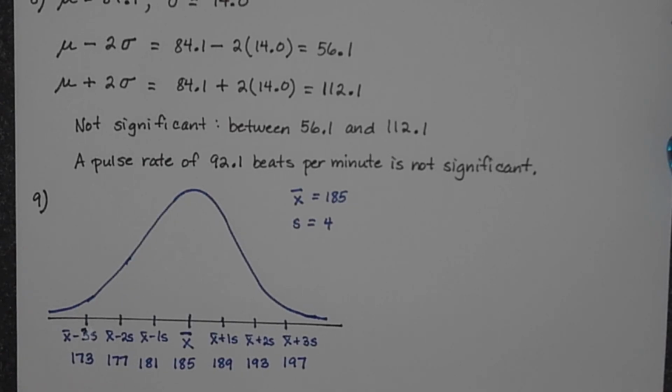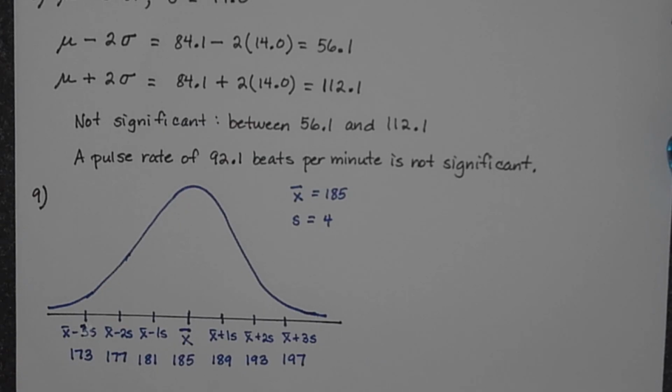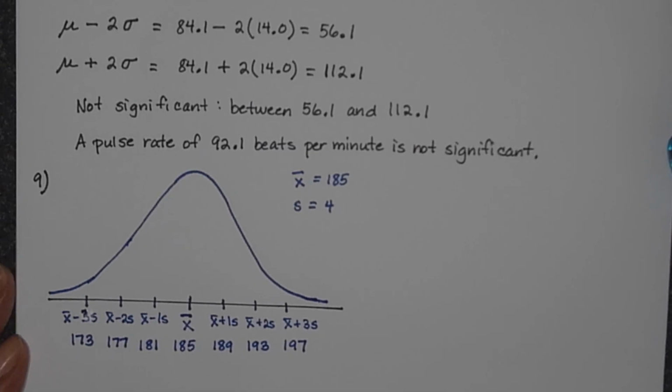Okay. Now, the empirical rule does say that within 1 standard deviation of the mean, you have 68% of your data values falling within that. And then 95% of the data values fall within 2 standard deviations, and 99.7% fall within 3 standard deviations of the mean.